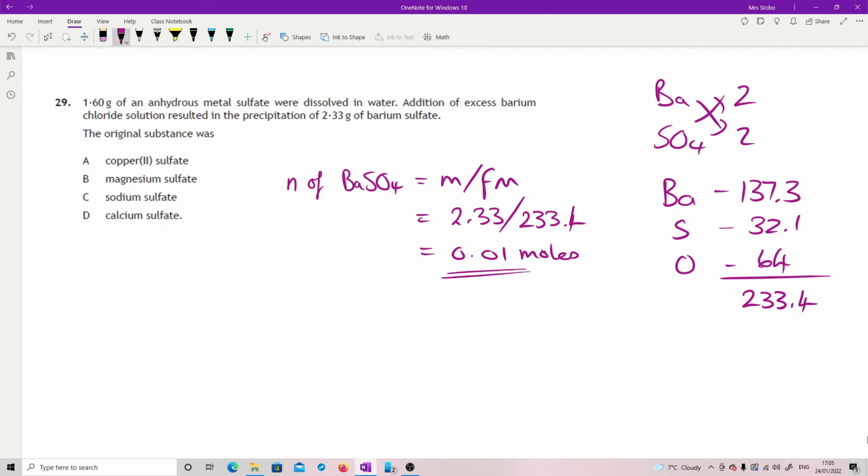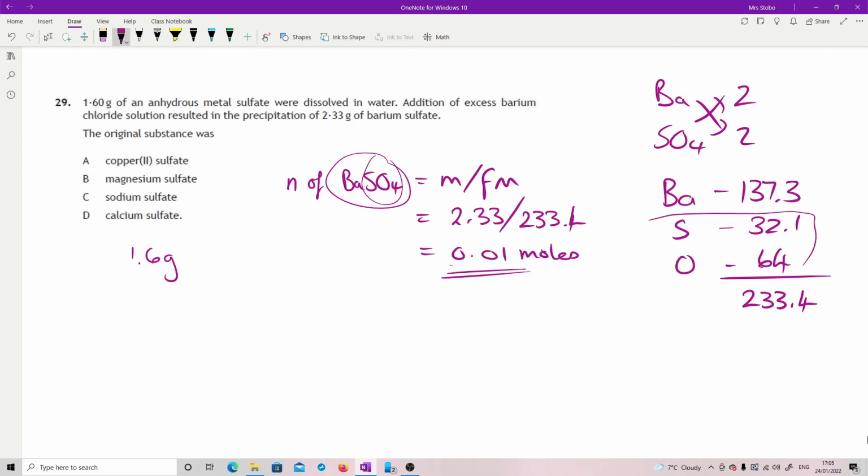Now we're not done obviously. For every barium sulfate that we get, that was 1 sulfate, and all of these we can work from for that. So what we're saying is that I'm looking for 0.01 moles of sulfate in 1.6 grams. So I'm looking for something which gives me 100th of that. So the simplest way to do it, to be honest, is just to rattle through them.